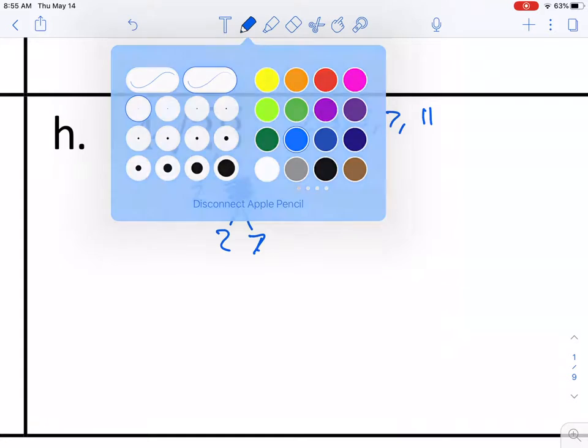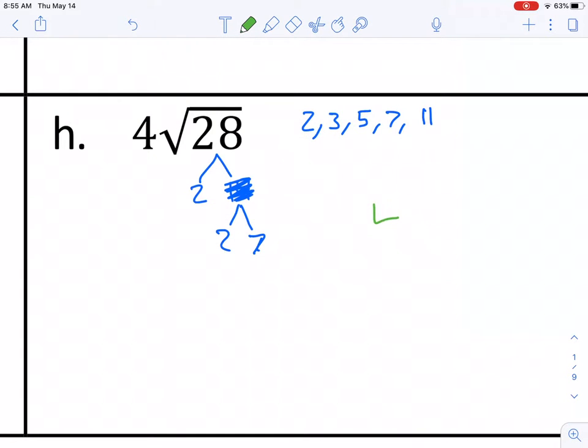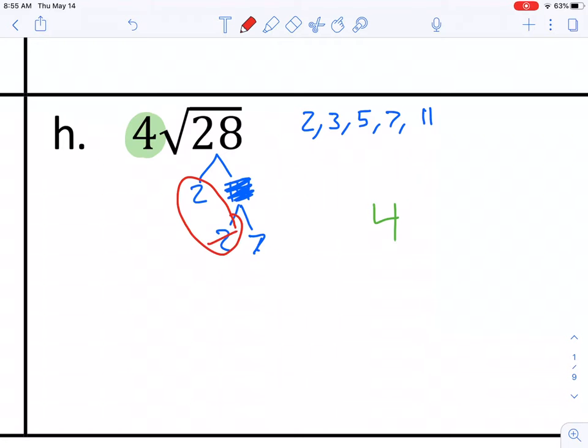So I have my 4 out front. Let's do that in green again. So this 4 is going to multiply with whatever pair I found, in this case a 2, and then square root 7 stays on the inside. So 4 times 2 is 8, square root 7.